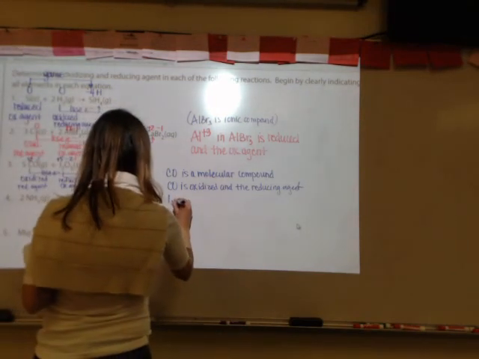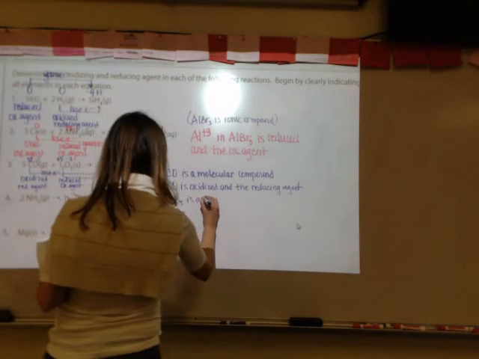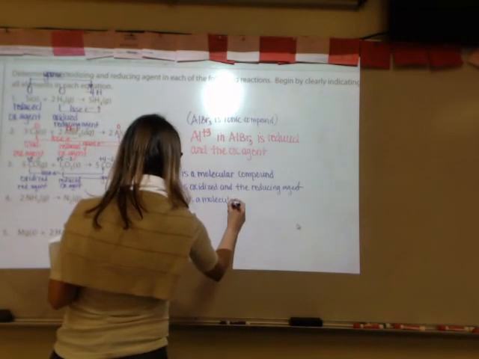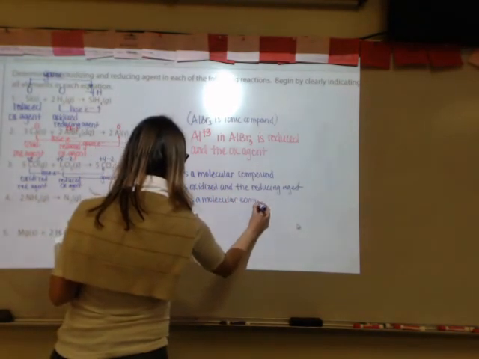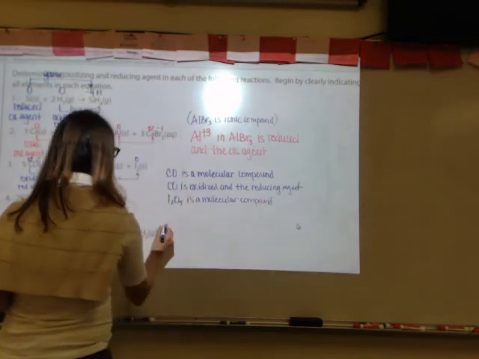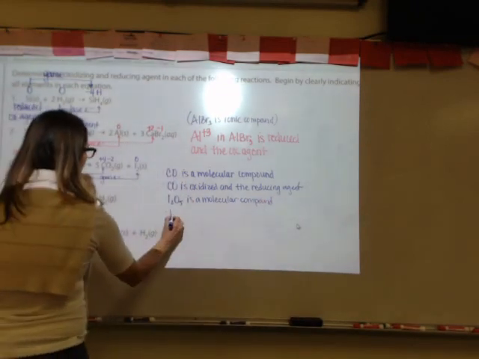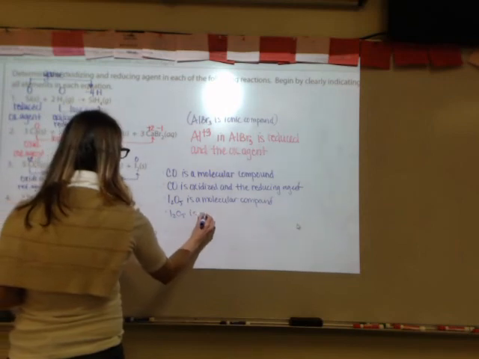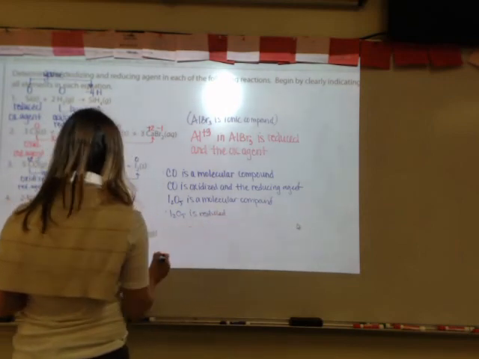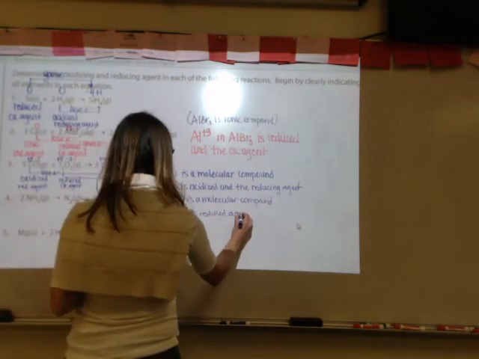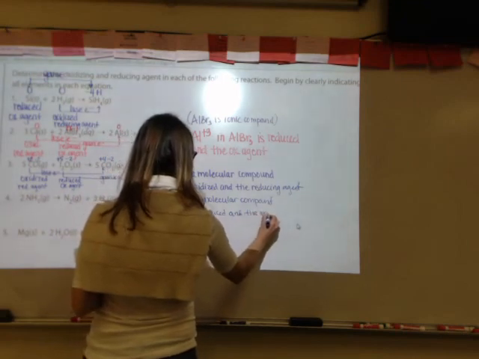Also, your I2O5 is a molecular compound. So that's why we have to refer to I2O5 as being reduced. I can't remove an ion from a molecular compound. And it's the oxidizing agent.